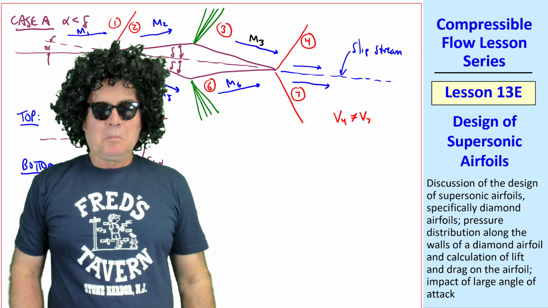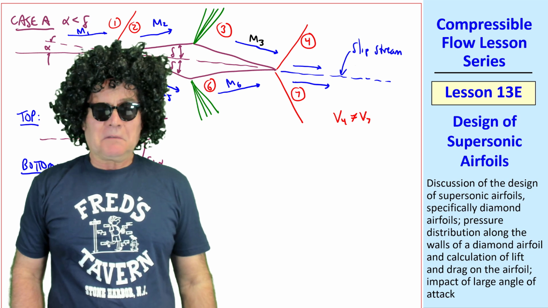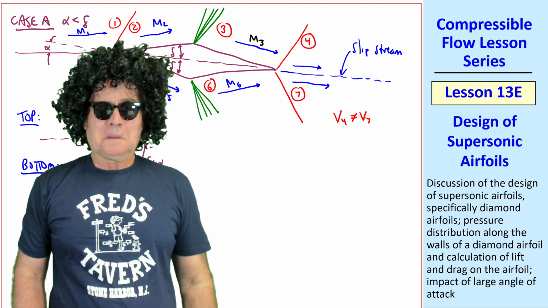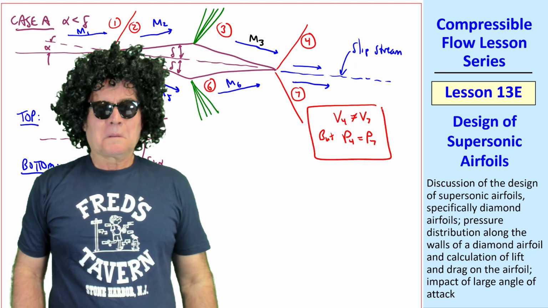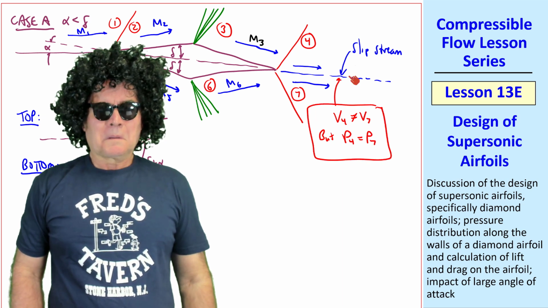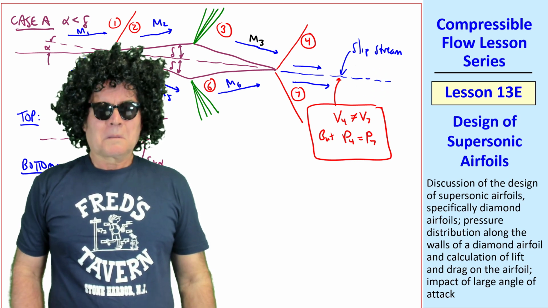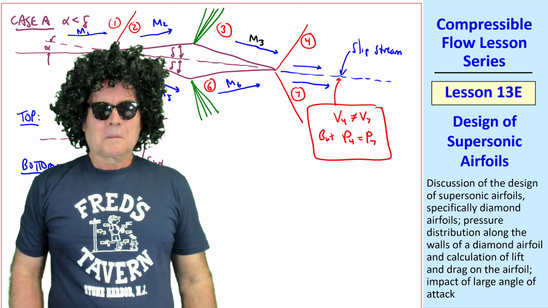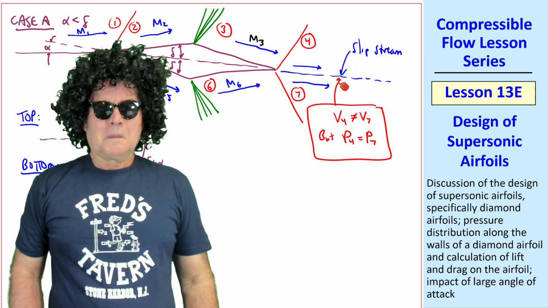What about the pressure? Does P4 have to equal P7? Yes, Ozzy, it does. Physics tells us that the pressure has to be the same across this slipstream, and the angle here will adjust itself up or down in order to meet this pressure criterion. And even though these speeds are not the same, they have to be in the same direction.